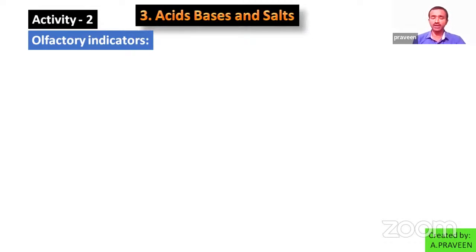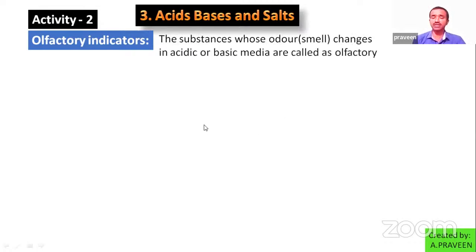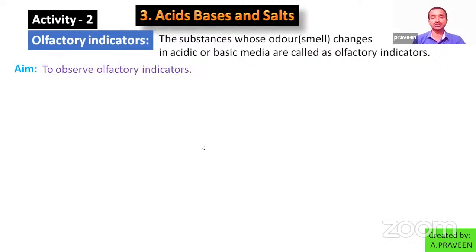Olfactory indicators we are using here are vanilla essence, clove oil, and onions. For conducting this activity, you require a few materials. Our aim is to observe olfactory indicators. What are olfactory indicators? Substances whose smell changes in different mediums.